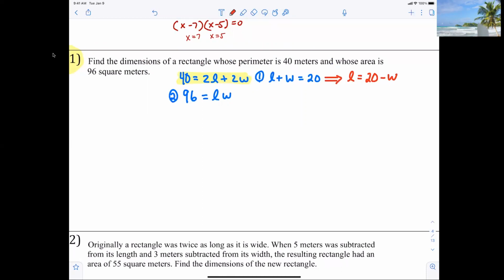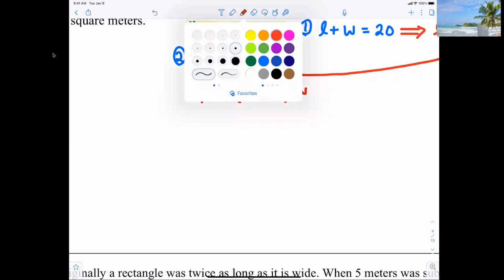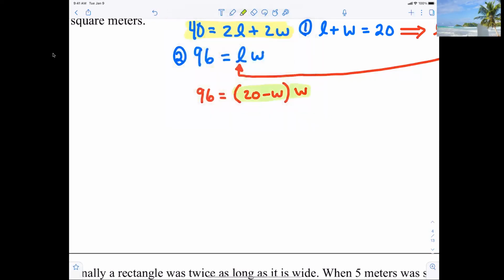So now that we know L equals 20 minus W, I'm going to come back over to equation number 2, and for L, I'm going to put what? You're going to put 20 minus W. Come on, we can do that. So now we're going to write 96 is equal to the length, which becomes 20 minus W, times W. Now we had a problem on the last test where it was given to you in factored form, but it wasn't set equal to 0. So what did I have to do to 20 minus W and W? Yes, you're going to distribute that, thank you. So that'll give me 96 equals 20W minus W squared.